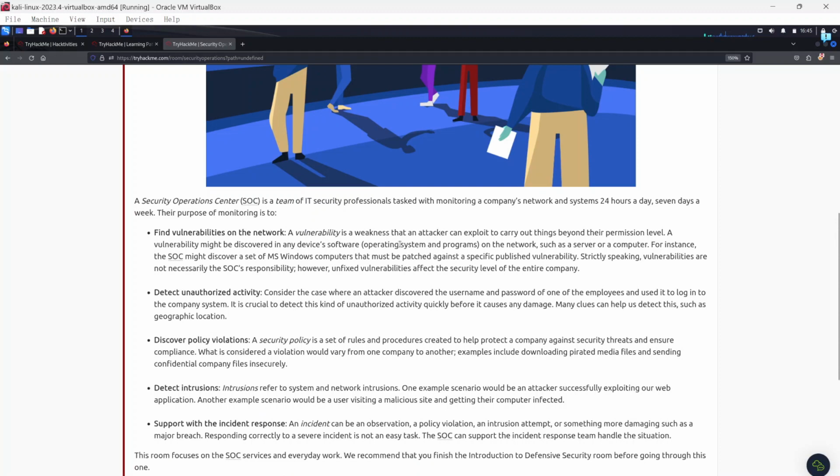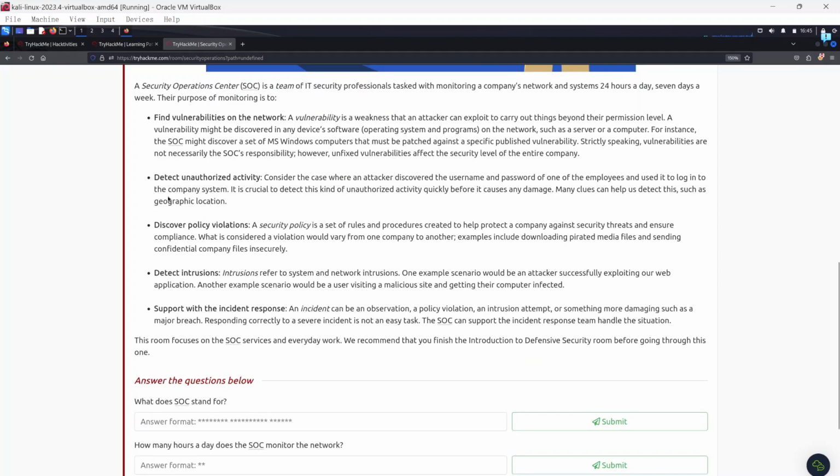Now, a vulnerability is a weakness that an attacker can exploit to carry out things beyond their permission level. A vulnerability might be discovered in any device's software, operating system, and programs on the network, such as a server or a computer. For instance, the SOC might discover a set of MS Windows computers that might be unpatched against a specific published vulnerability. Strictly speaking, vulnerabilities are not necessarily the SOC's responsibility. However, unfixed vulnerabilities affect the security level of the entire company, so they do it regardless.